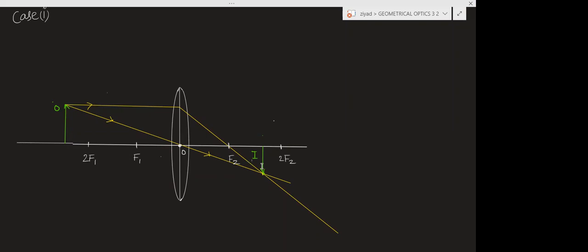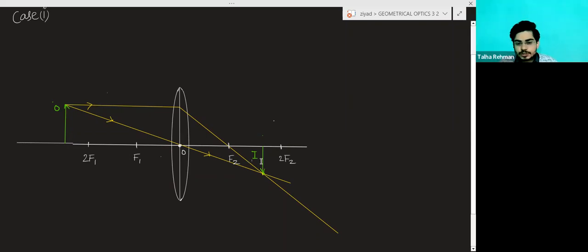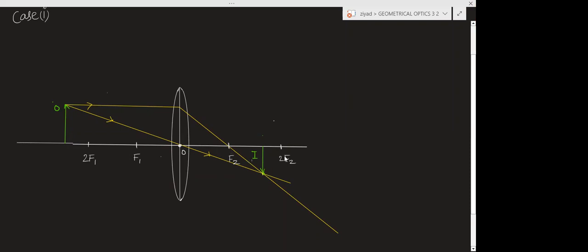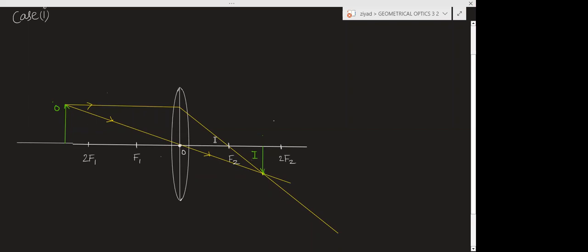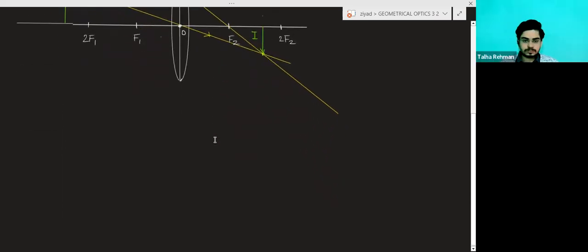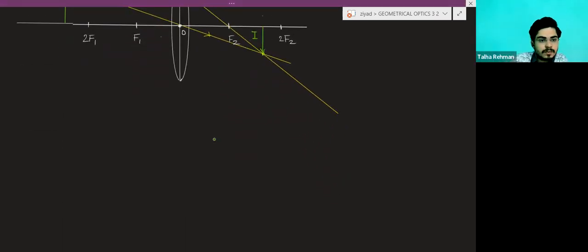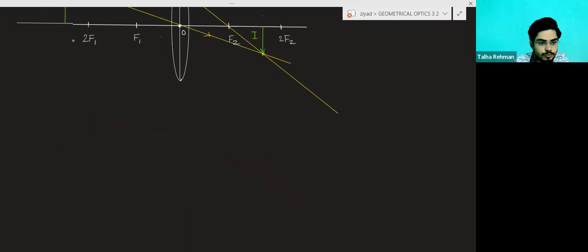And now talking about the position. What is the position of the image? Between F2 and 2F2. Now tell me the size of the image. Is the size of the image greater than the object or less than the object? Less than the object. Very good.